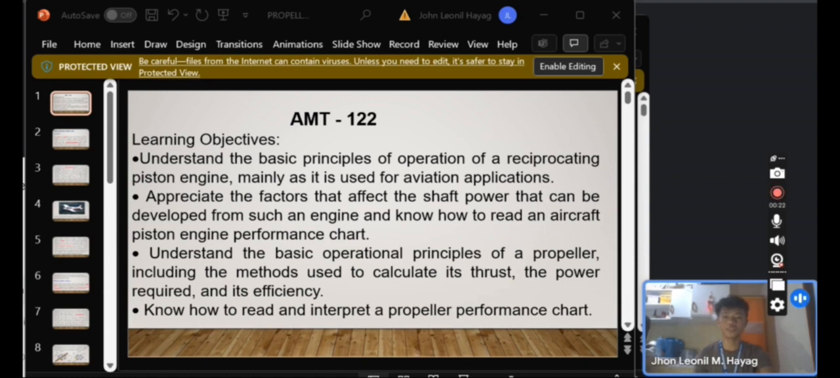Understand the basic operational principles of a propeller, including the methods used to calculate its thrust, the power required, and its efficiency. Know how to read and interpret a propeller performance chart.